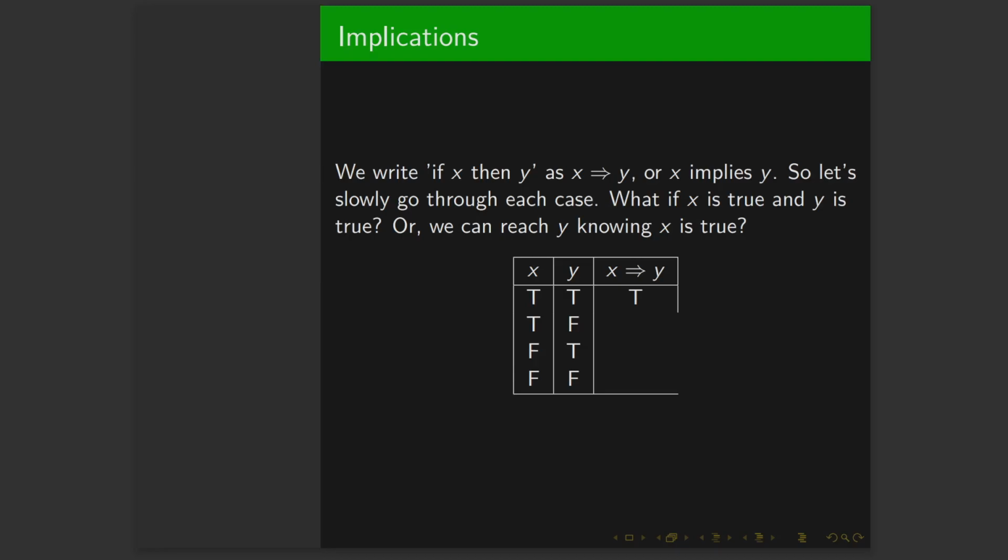We write if x, then y as x and then an arrow going to y. So this is if x, then y, or x implies y is another way to say it. And we'll slowly go through each case. So if x is true and y is true, what do we know about x implying y? We see that's true. The idea is this. Let's say you have x. If x is true, then you want to show that y is true. And if it is, then the whole entire thing that you showed is true. That's why that implication is true.